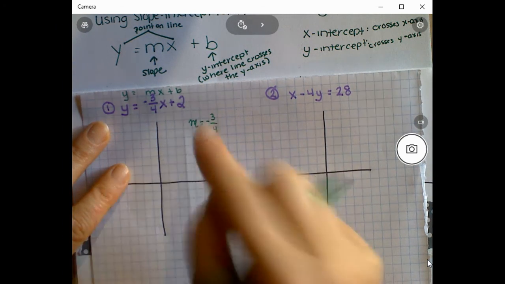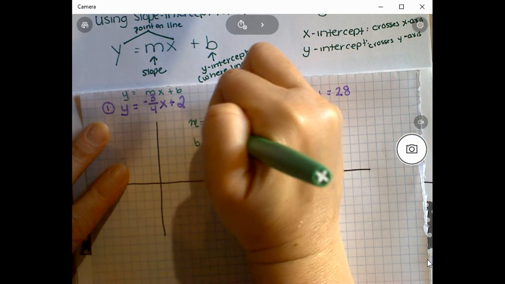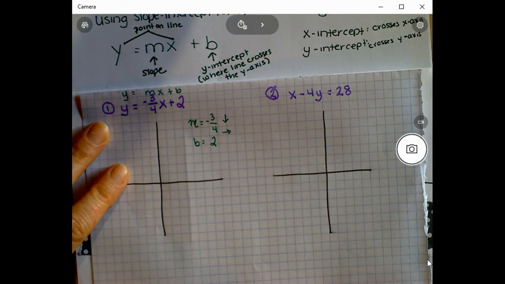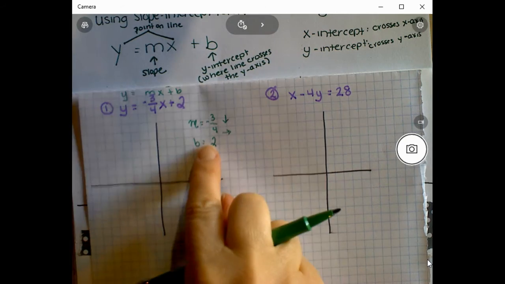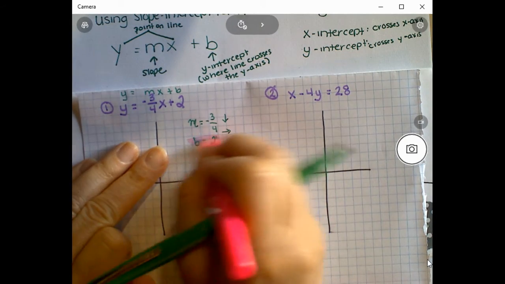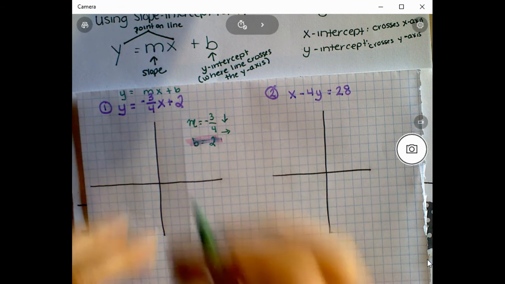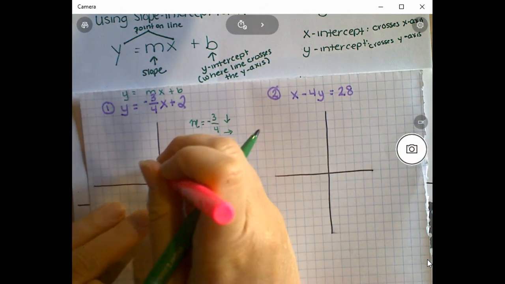This -3 means we're going to go down 3, +4 over 4. You could also go up 3 and backwards 4 to keep it negative. And the y-intercept is 2. The y-intercept is where we begin. So we're going to begin by putting a point up 1, 2 on the y-axis. Begin.